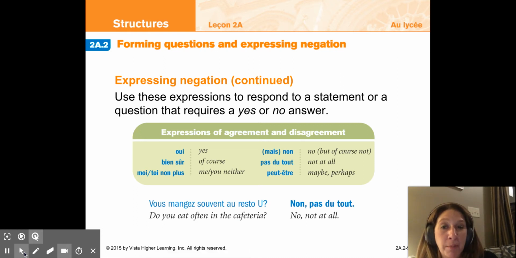A couple of expressions might be used to respond to a statement or a question that requires a yes or no answer. Obviously, you have oui and non. You could say mais non, but of course not. Bien sûr, of course. Pas du tout, not at all. Moi non plus would be me neither. Toi non plus, you neither. So, for example, I could say, Je n'aime pas les maths. I don't like math. And you could say, Oh, moi non plus. Me neither. I don't like math either. And then you could also say, Peut-être, maybe, perhaps.